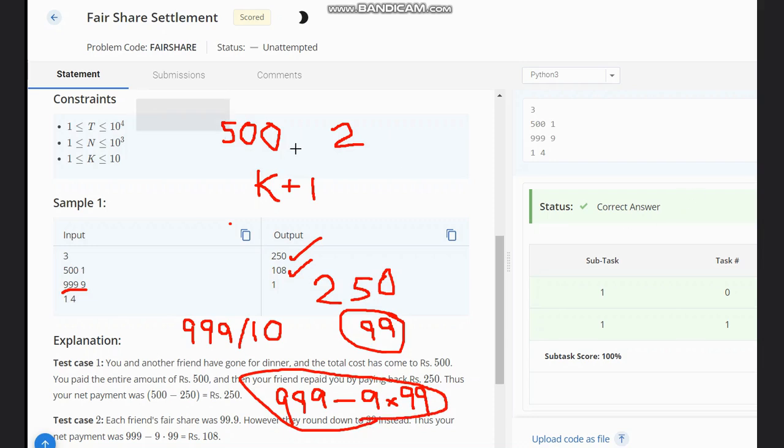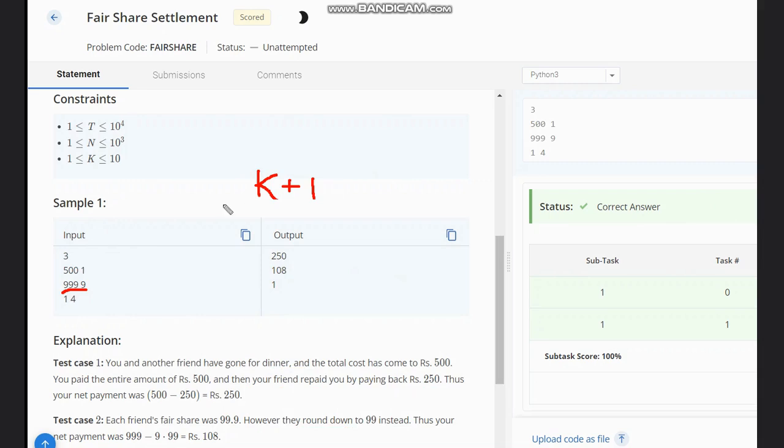So hence the solution is very simple. What you need to do is first take the integer division of N divided by K plus 1. Remember, you need to do the floor division or the integer division to get it rounded off to the smallest value. As it is 13.7, it should be rounded off to 13, and so on. After doing this, you get the per-person share.